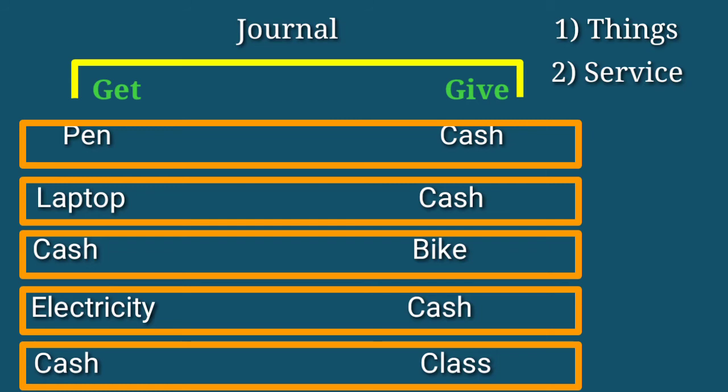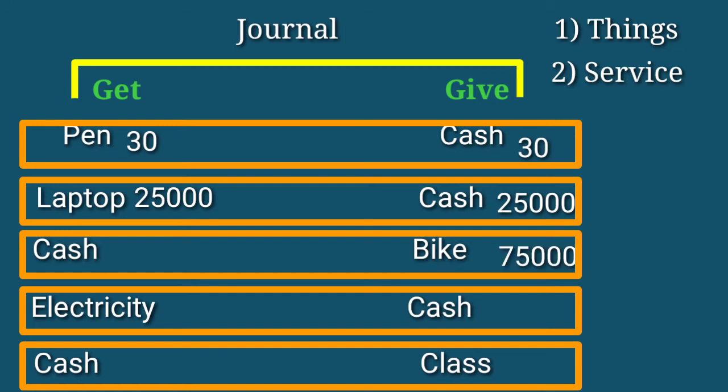Okay. See here, all the transactions have get and give. Okay. If I purchase a 30 rupees pen, I give 30 rupees. I will not give 50 rupees. And the same with the laptop. I purchased a laptop and the cost of the laptop is 25,000 and I paid cash 25,000 only. Then my bike value is 75,000. I gave the bike 75,000 and I got the cash 75,000.